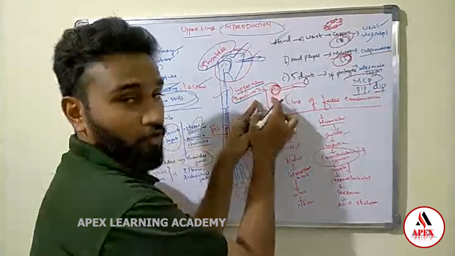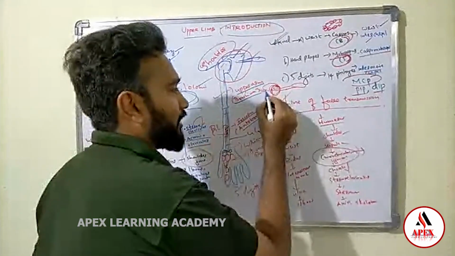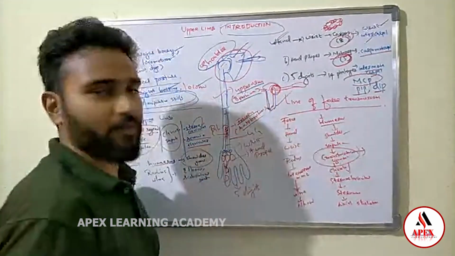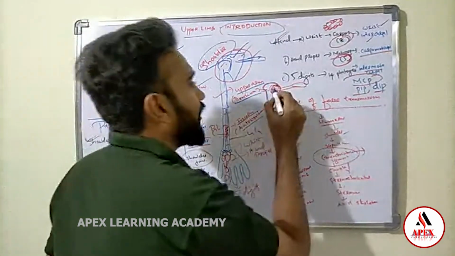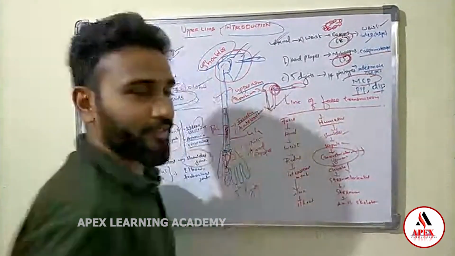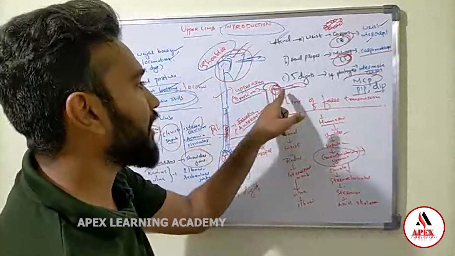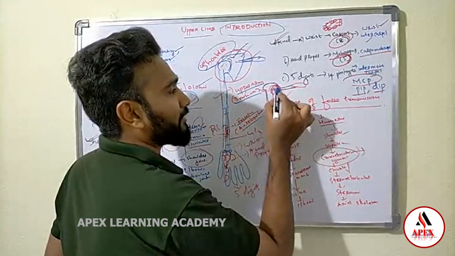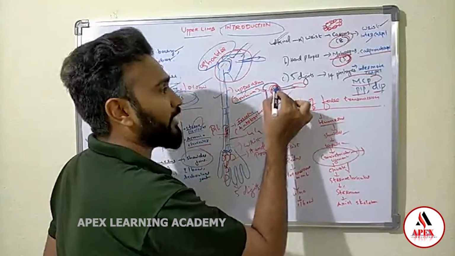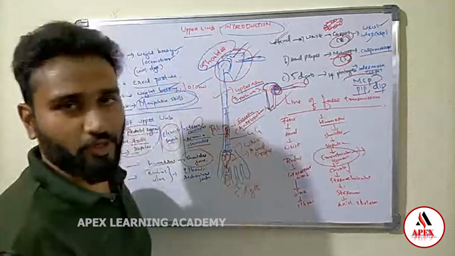I have already drawn a small picture here. You must understand that this is the sternum, with the manubrium, head, neck, and all parts of the sternum. Here the clavicle is connecting. So the medial end of the clavicle is attached to the sternum, and here they form the sternoclavicular joint.